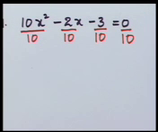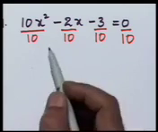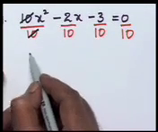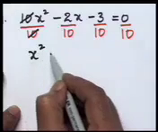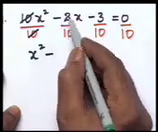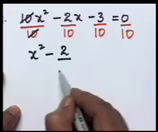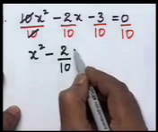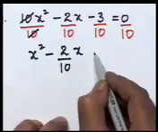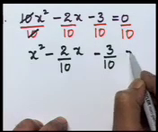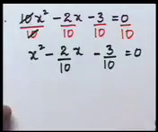Once you complete that, the 10s cancel and you have x squared minus 2 over 10. Now don't write that as 1 over 5, right? I will tell you why in the end. So it's 2 over 10 x minus 3 over 10 equals 0, right? So that is the question now.